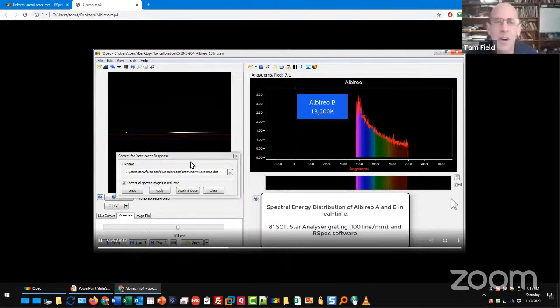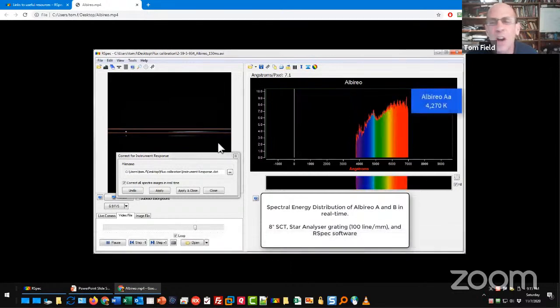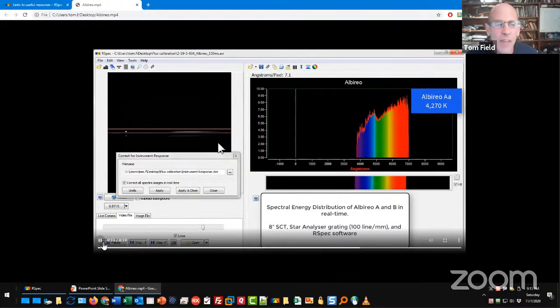Now I'll play this video, and in a moment you'll see that now I'm sampling the other star. Notice that the shape of that curve has changed completely. This Albireo A, it's a double, but it's a much cooler star. It's only 4,000 degrees Kelvin, so more of its energy is over here in the red. So by studying the shape, the general spectral energy distribution, we can also learn something about a star's temperature. Again, just one quick and fun thing that I thought would be fun to show you.